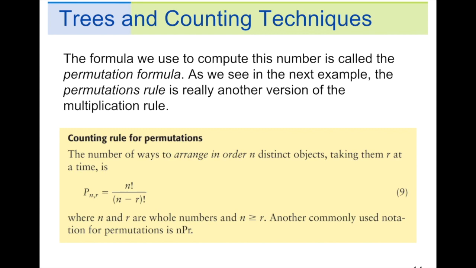The formula we use to compute this number is called the permutation formula. As we see in the next example, the permutations rule is really another version of the multiplication rule. The number of ways to arrange in order n distinct objects, taking them r at a time, is n factorial over n minus r factorial, where n and r are whole numbers and n is greater than or equal to r. Another commonly used notation for permutations is nPr.